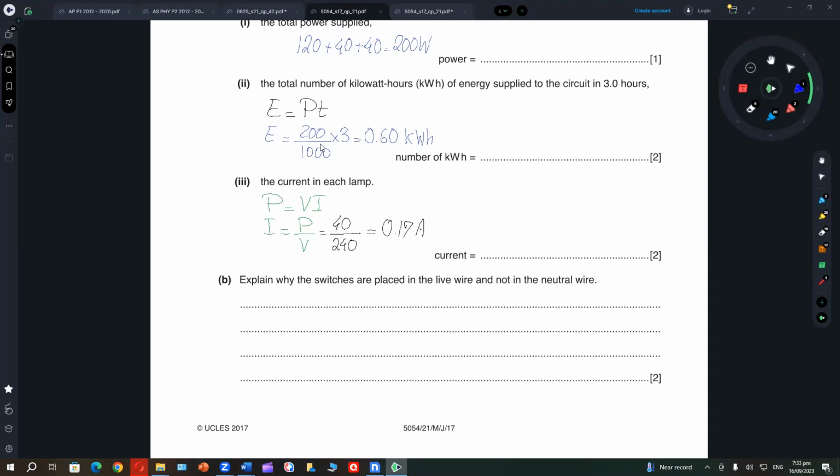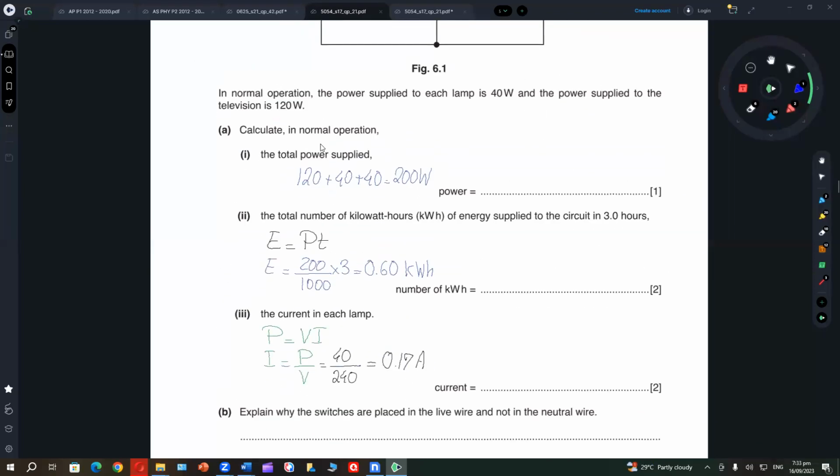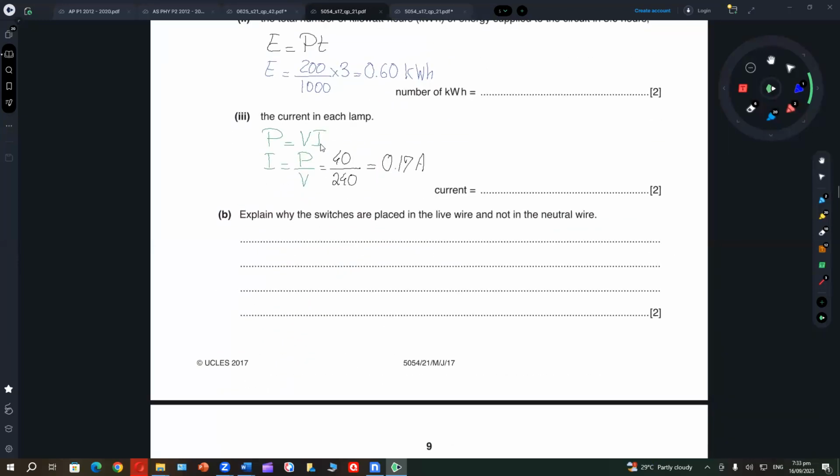The next question. Explain why the switches are placed in the live wire and not in the neutral wire. It's a theory question, and a good question to discuss. Everything is in the live wire, like fuse, circuit breakers, switches. Why are the switches placed in the live wire and not in the neutral wire?